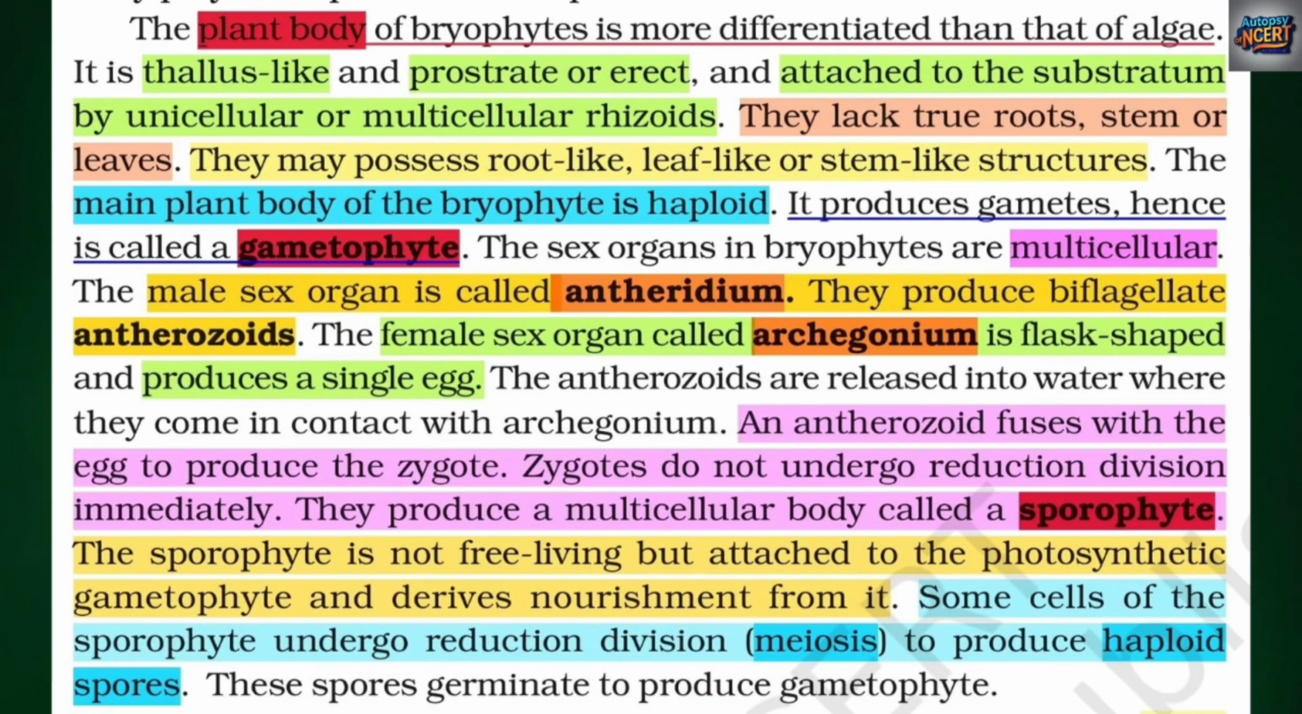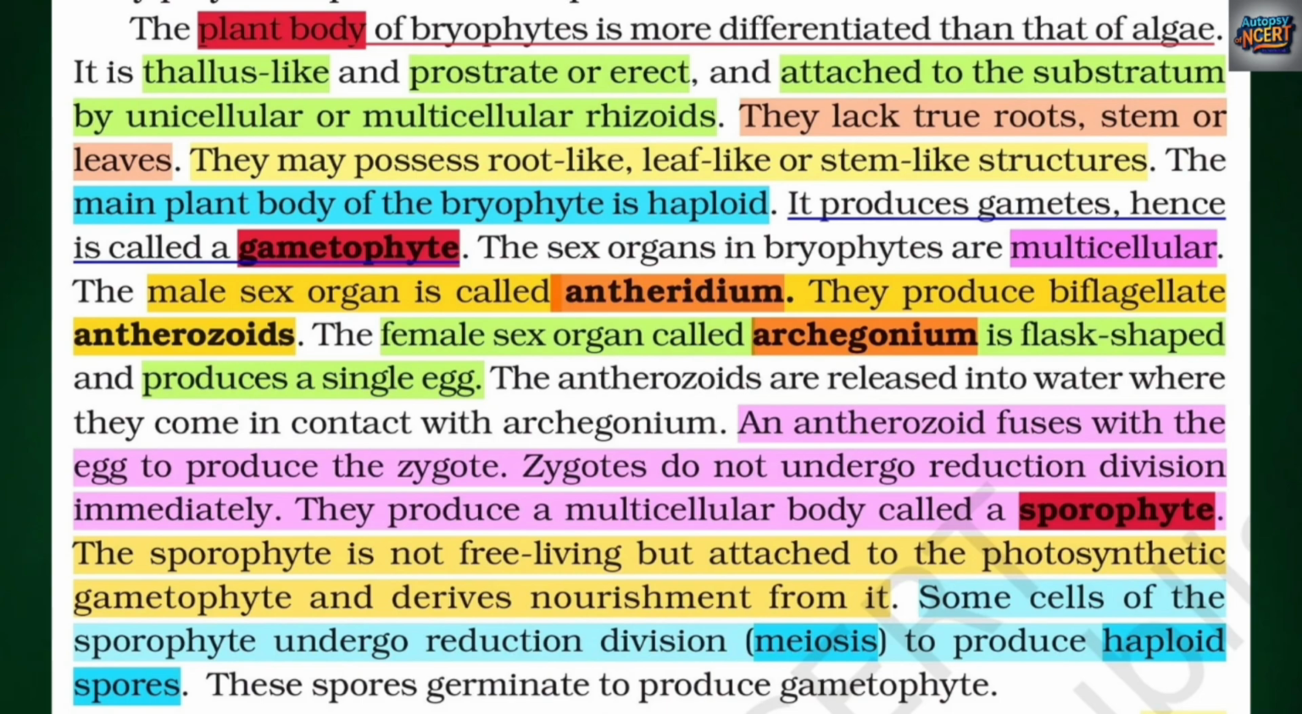The plant body of bryophytes is more differentiated than that of algae. It is thallus-like and prostrate or erect, and attached to the substratum by unicellular or multicellular rhizoids. They lack true roots, stem or leaves. They may possess root-like, leaf-like or stem-like structures. The main plant body of the bryophyte is haploid. It produces gametes, hence is called a gametophyte.